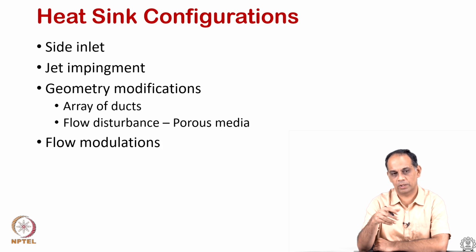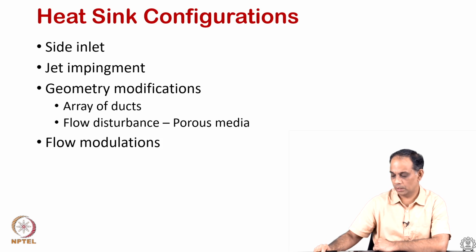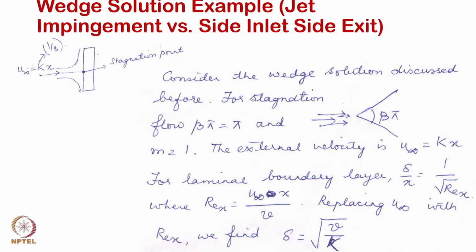You can have flow modulations, geometric modifications, and so on. So, we will discuss some of these things. First, in part 1 of this, we will talk about the heat sink solution itself, and then we will discuss some of the later results. You may recall from the previous discussions, there is the wedge solution that was discussed as part of this course, and we can use the wedge solution to understand this. It had a wedge angle.